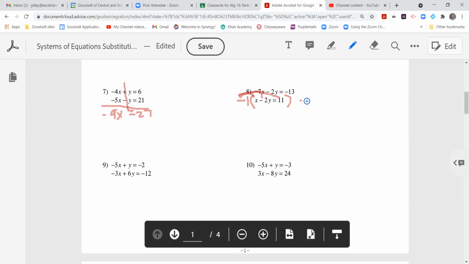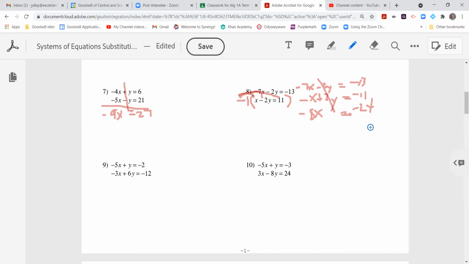It's the same end result because now that changes this to -x plus 2y equals -11. All those signs have changed in that second one. I rewrite the first one, -7x minus 2y equals -13. Now we've got the y terms set up to cancel. So -8x equals -24. And all you're trying to do is get to where you've got a one variable equation that you can actually solve.